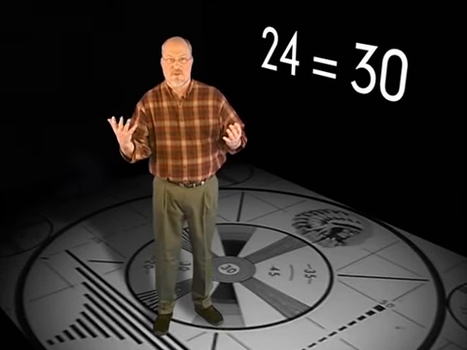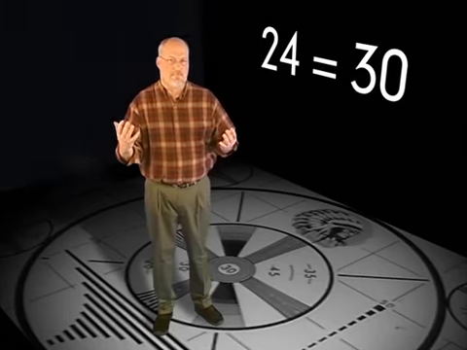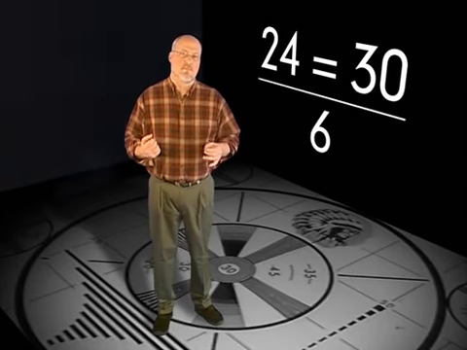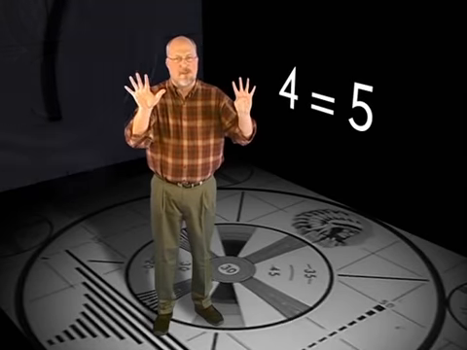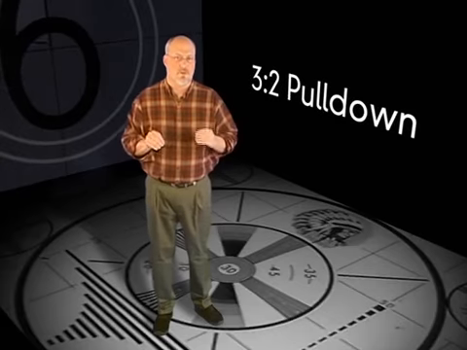But on NTSC video, the challenge is much greater. 24 frames per second have to somehow be stretched out to fit roughly 30 frames or 60 fields per second. Or to simplify the problem a bit, you need to take 4 frames of film and make them fit on 5 frames of video. This is accomplished with a process called 3:2 pull-down.